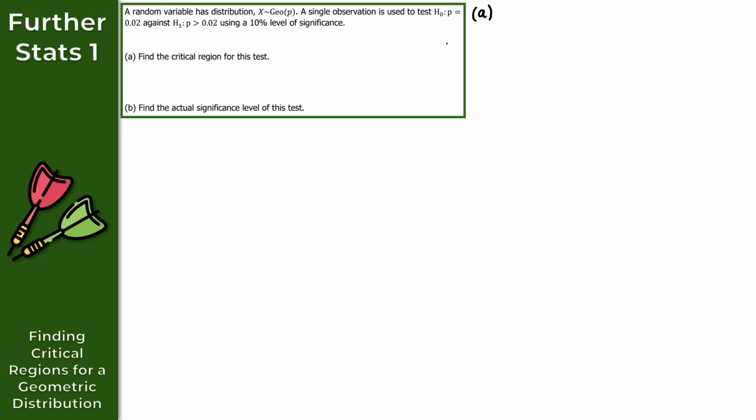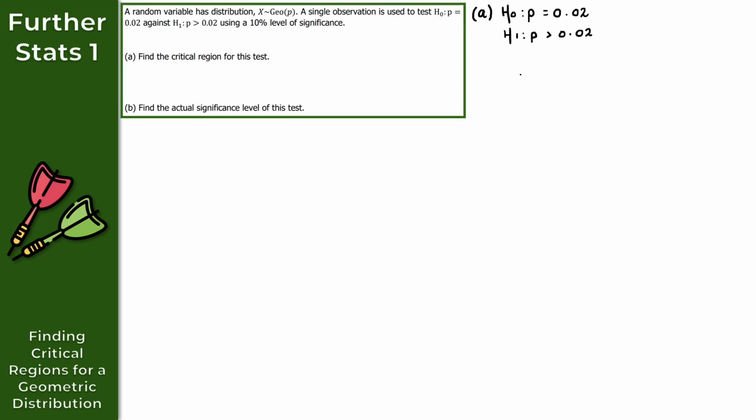So the very first thing that I'm going to do here is start by writing down the hypotheses. I know they're already given, but I do always like to start by writing them down myself. So we've got H0 and H1, and this is for the parameter p. For H0, this is for p being equal to 0.02. And for H1, this is for p being strictly greater than 0.02.